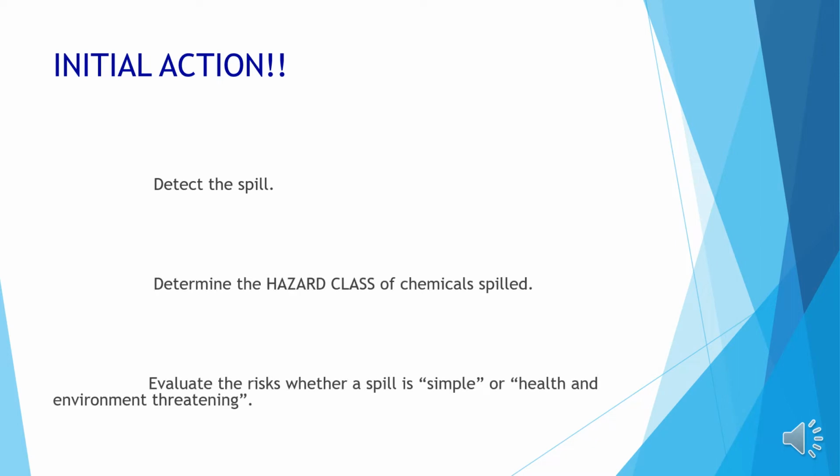The initial step that should be followed is to detect the spill and to determine the hazard class. If the spill is not corrosive and not a strong oxidizer, such spills may be considered a simple spill. When a spilled chemical's toxicity is unknown, treat the spill like a potential human health hazard.